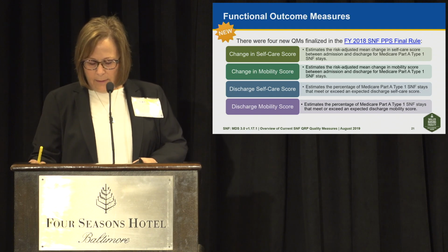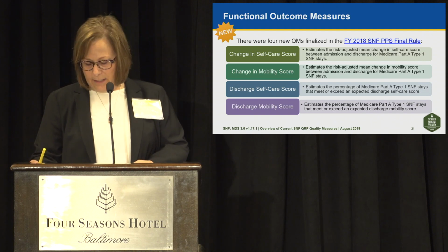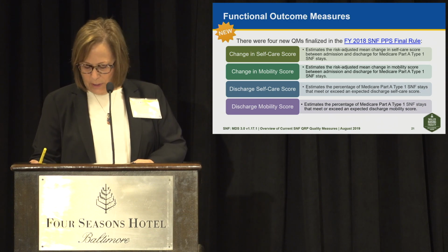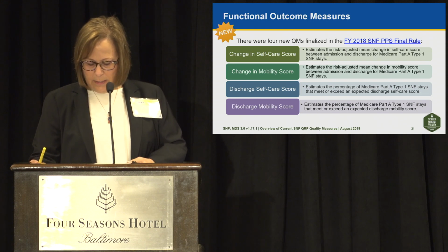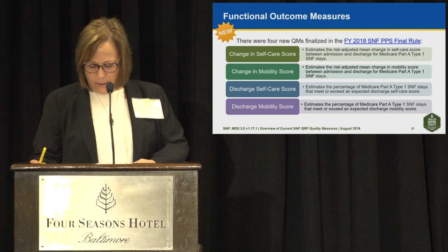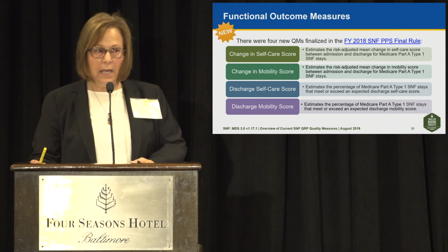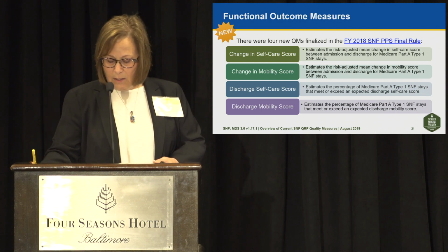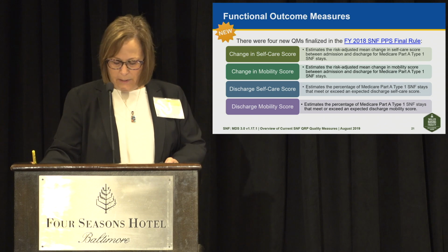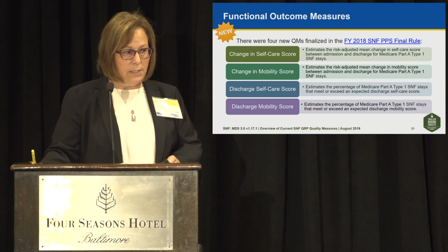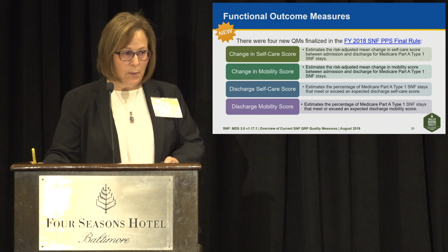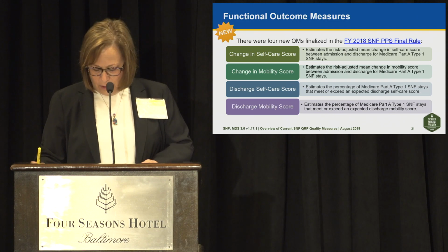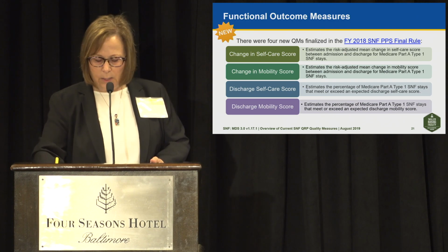Now we're going to go into a little more detail on the measures that were recently added to the SNF QRP, starting with the functional outcome measures. The SNF QRP added 4 functional outcome quality measures to address the requirements of the IMPACT Act, domain of functional status and cognitive function, and changes in function and cognitive function. The 4 risk-adjusted outcome measures are change in self-care score, change in mobility score, discharge self-care score, discharge mobility score. These measures are unique in that all 4 of these functional outcome measures are risk adjusted, as well as being type 1 stays.